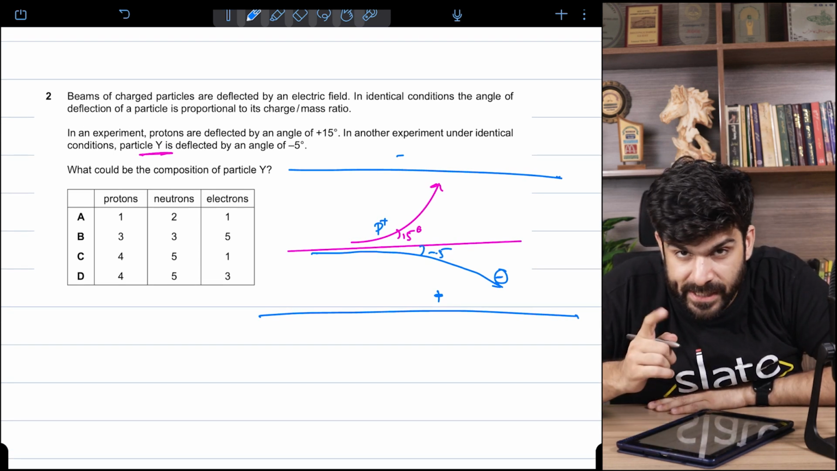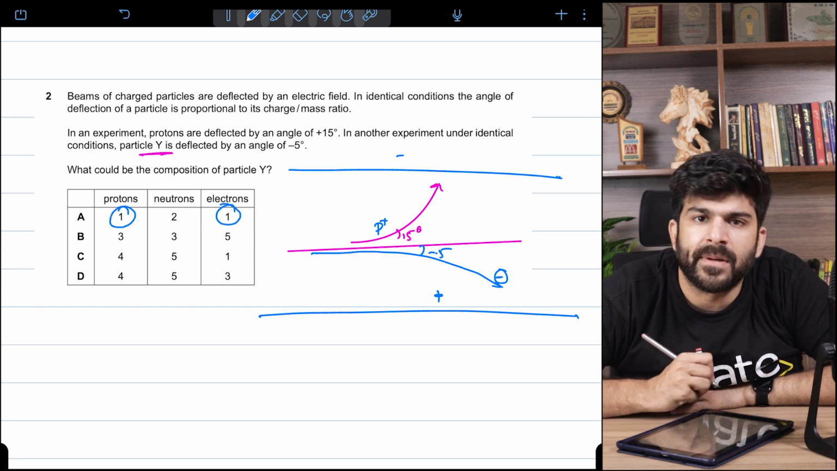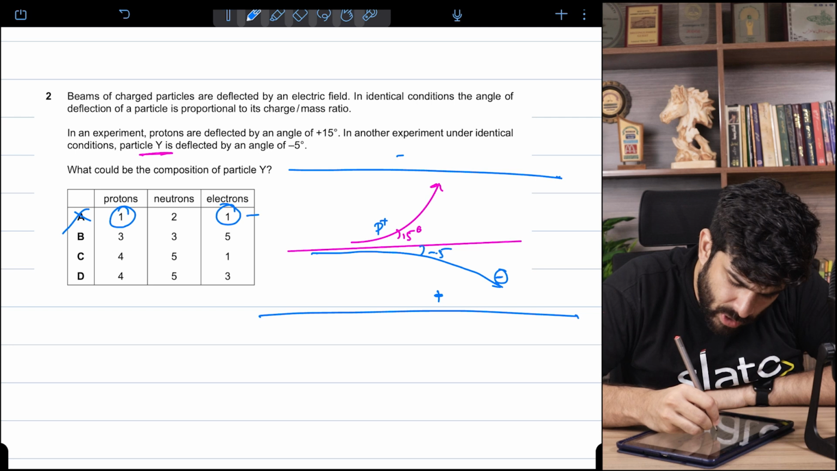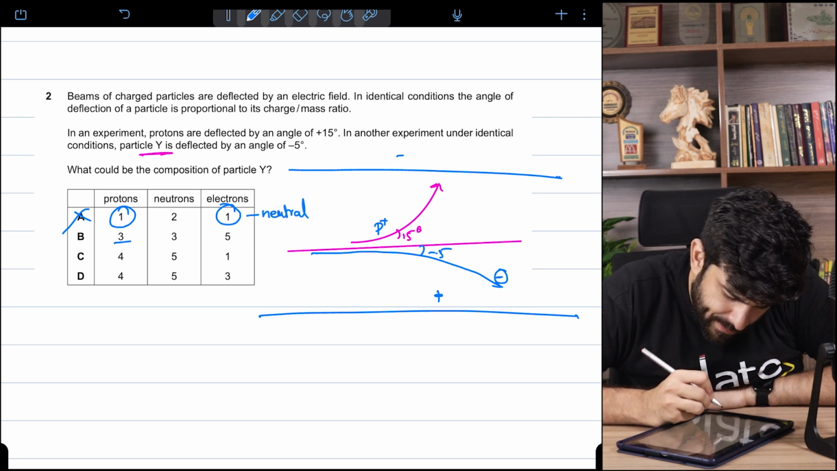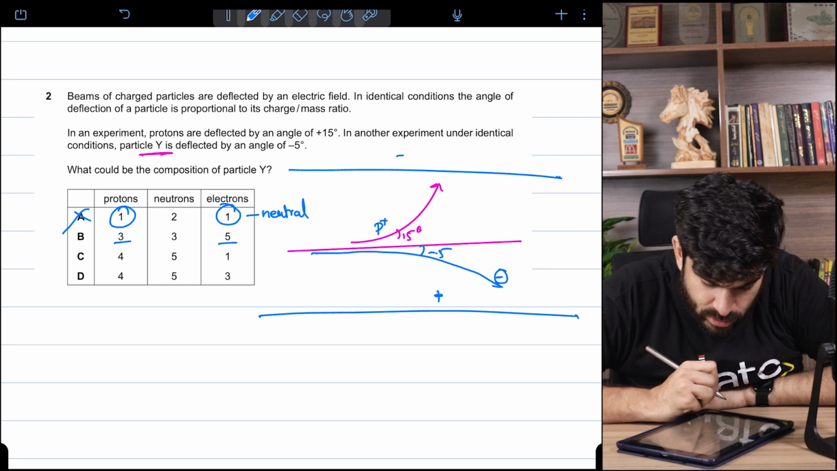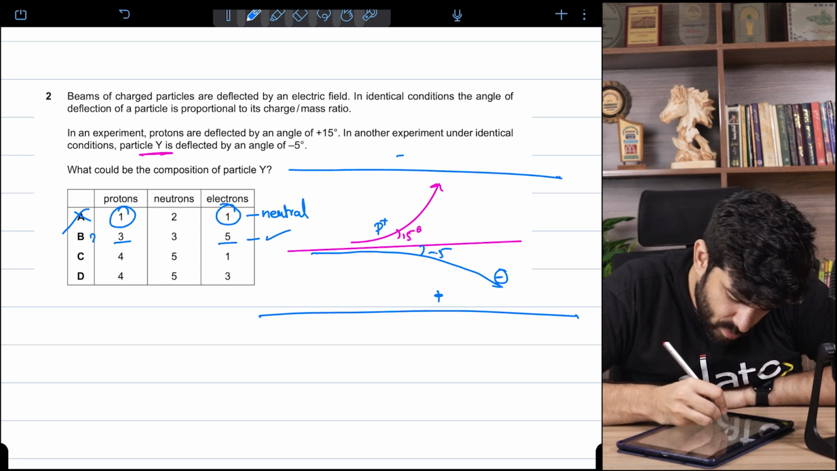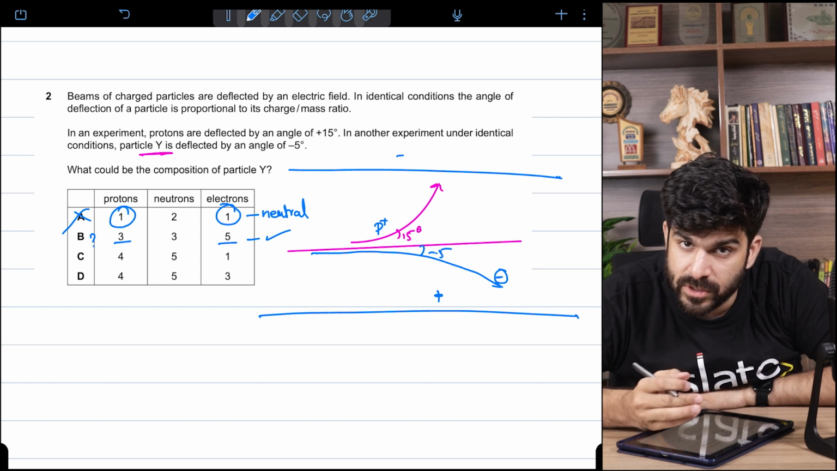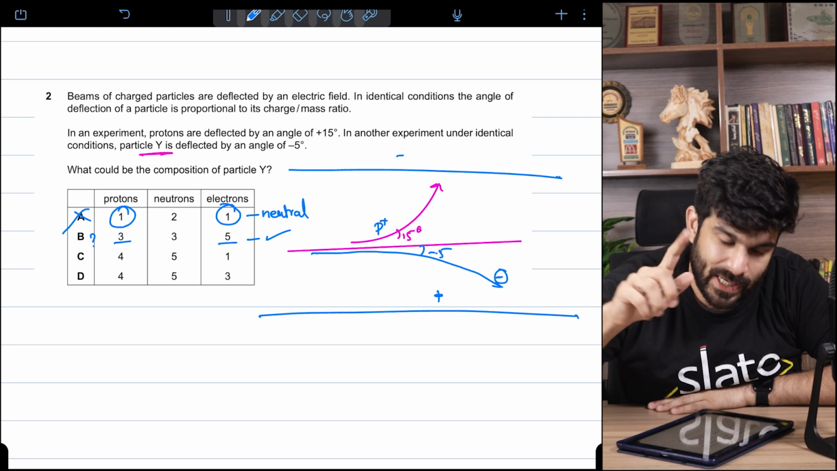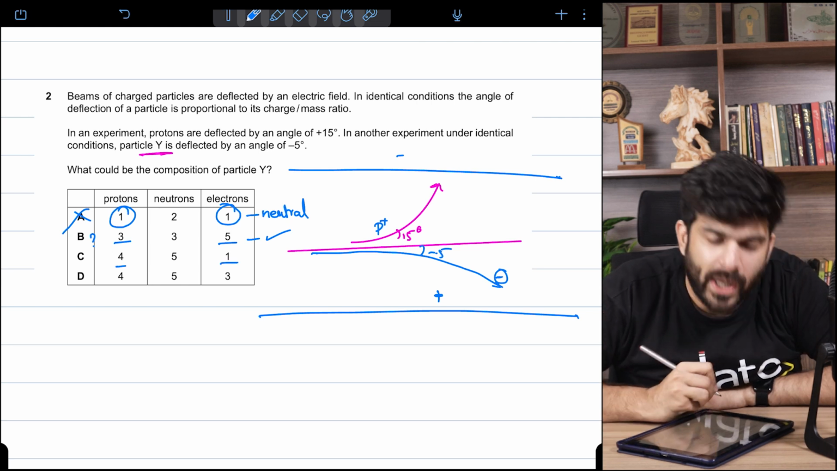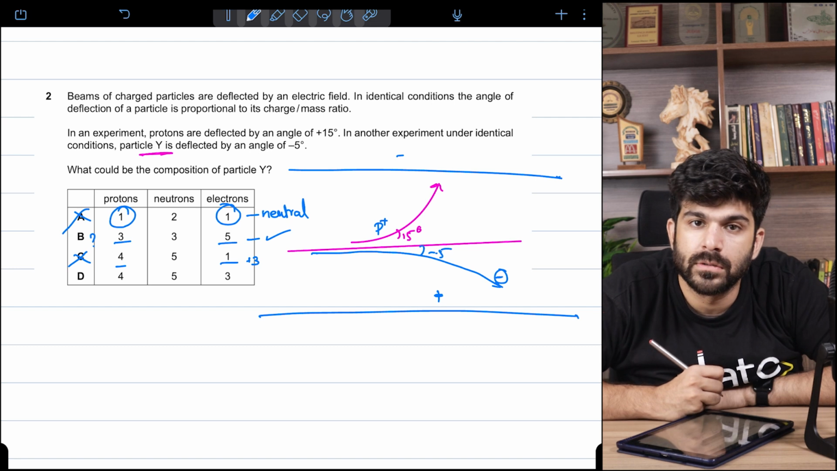Remember, it should be something negative, right? That should be the first thing. Same number of protons, same number of electrons: it's neutral, so it's wrong. Fewer protons, more electrons: that's negative. That can be true. Let's see. If other options are also negative, we need to go into the mass concept. Let's see. 4 protons, 1 electron: it's a +3 charge. Wrong.